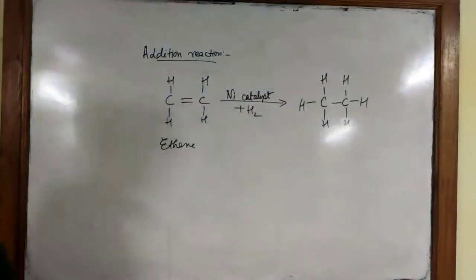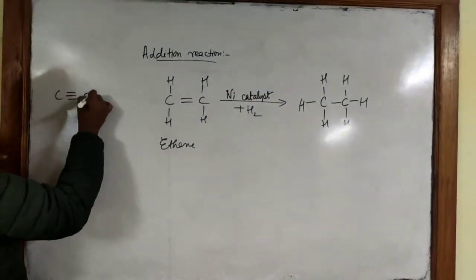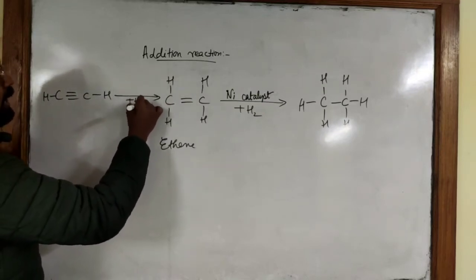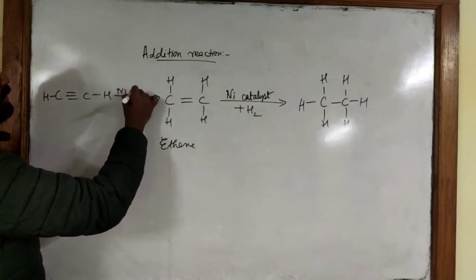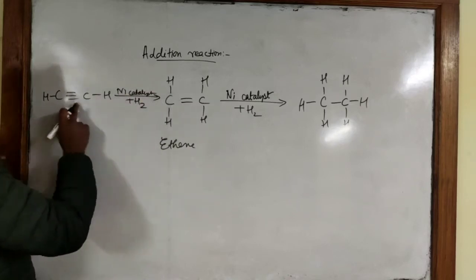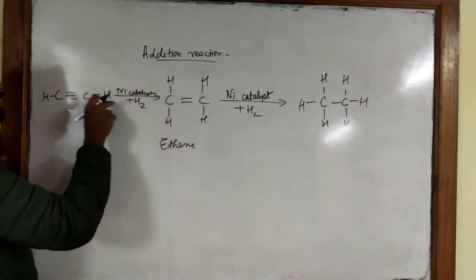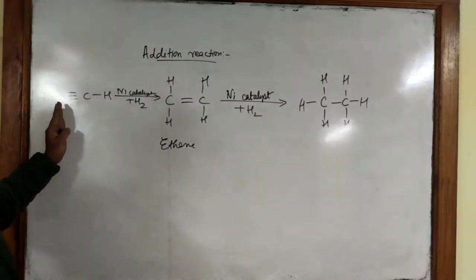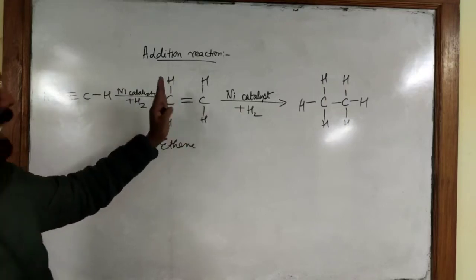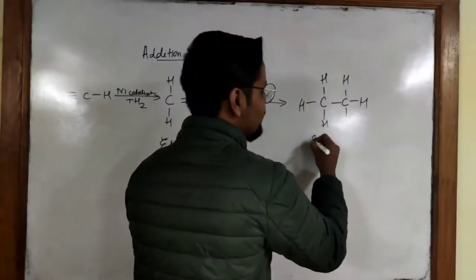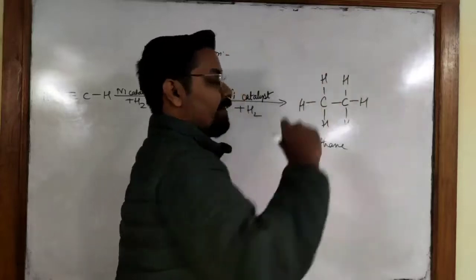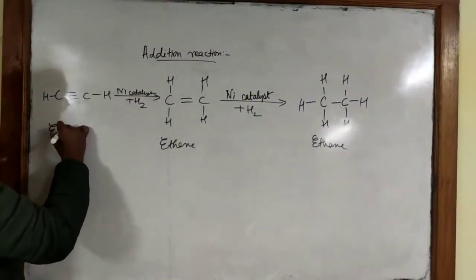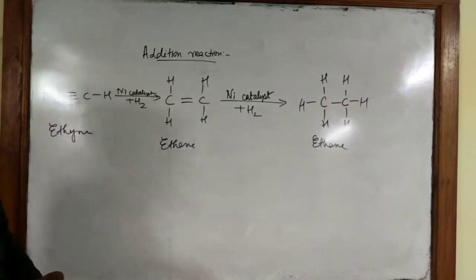So suppose I have a triple bonded structure. What happens then? Suppose I have this. If I want to add hydrogen and I have a nickel catalyst, then I can convert this to this as well. Remove one of the bonds, open up two more arms and add hydrogen. So that's how you can convert an alkyne into an alkene into an alkane. This is ethane. So this is an alkane, this is an alkene, and this one is ethyne. That means it is an alkyne.